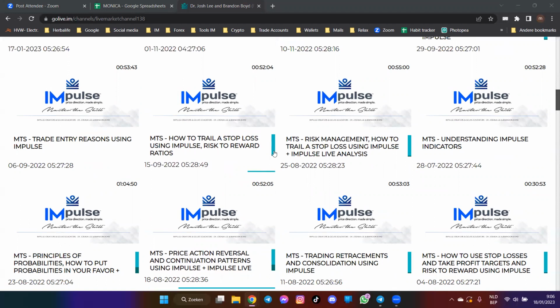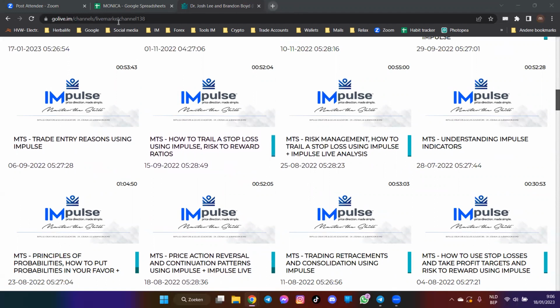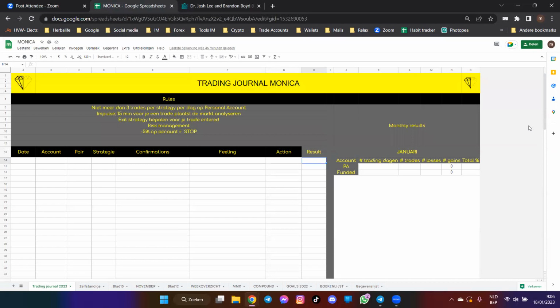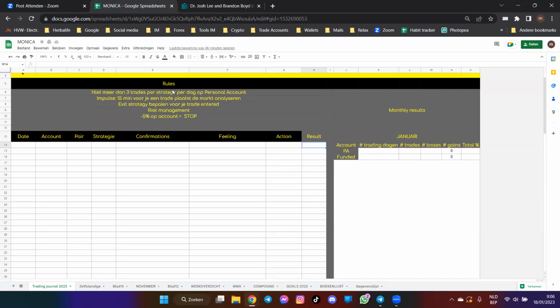So you have the videos. What I also recommend, Jolene, I'm lucky to have her, she drew me this yesterday. This is a trading plan. You have to set up your own rules before you start trading. With me, it's take only 3 trades a day at my private account per strategy, so maybe 6 in total, because now I have 2.